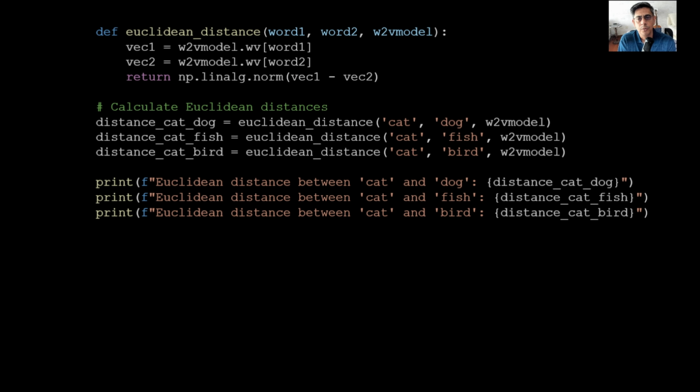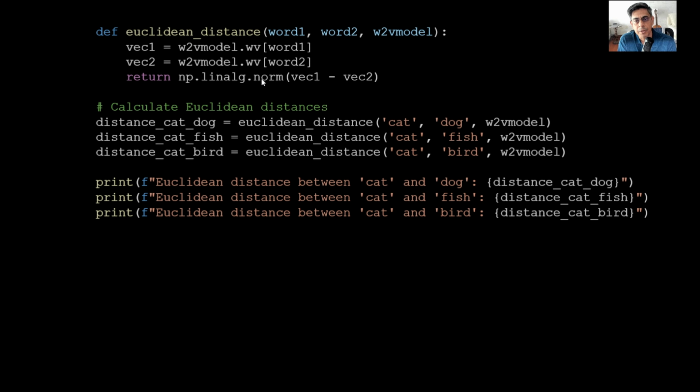After that we go to the next part. In the next part, we have written a small function where word1 and word2 are given, along with the model, extracting the word vectors from that model. So what it is doing is the linear algebra norm operation, on vector 1 minus vector 2.